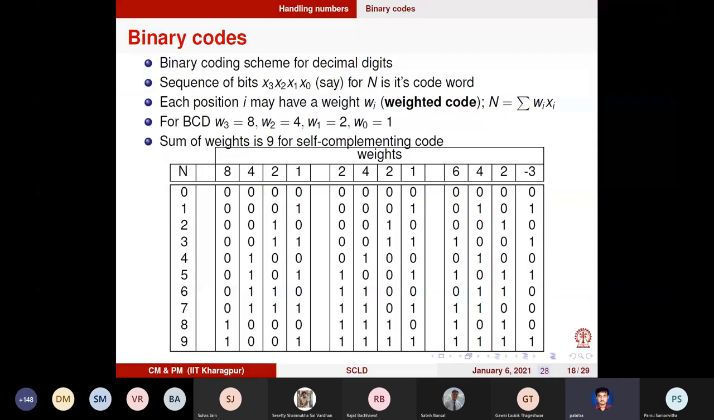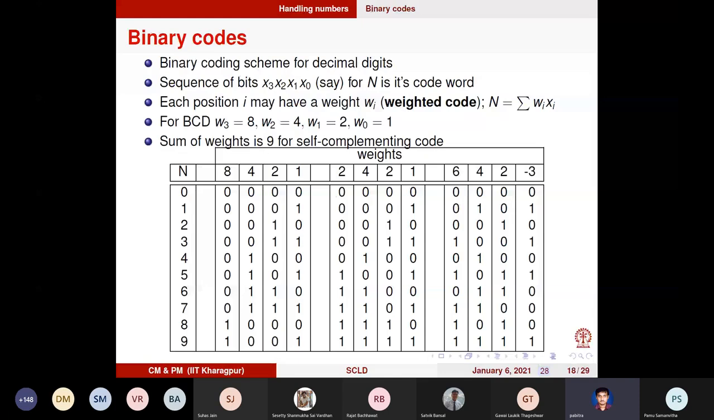Okay, now this is a table of different weighted codes. There are some nice properties we would desire of a code. Each of these properties is motivated by a number of applications. One of the first properties that you would be interested in is something called a self-complementing code.